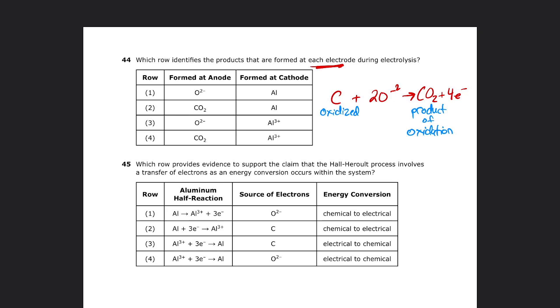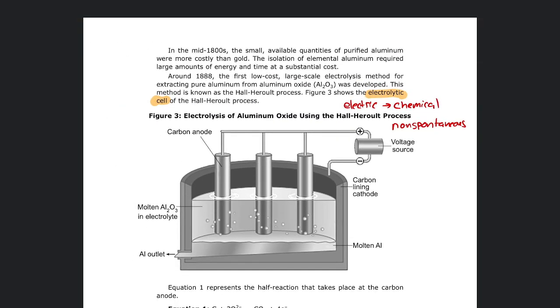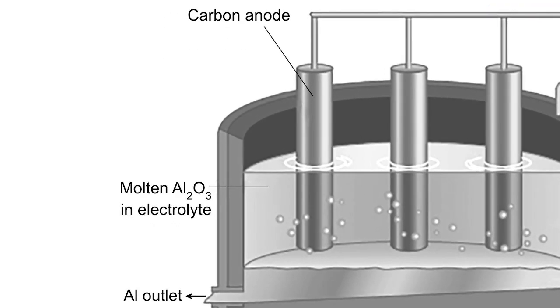Right off the bat, we can eliminate row 1 and row 3 because they don't have CO2 being formed at the anode. Then we want to think about what's going to be formed at the cathode. If we go back to the passage, the entire point of this Hall-Héroult process is to make aluminum. And if we're making aluminum, we're going to be making the elemental form, which is Al0. In the passage, we are extracting pure aluminum from aluminum oxide, Al2O3. If we think about the oxidation states for this Al2O3, for aluminum it's going to be +3, and for oxygen it's going to be -2.